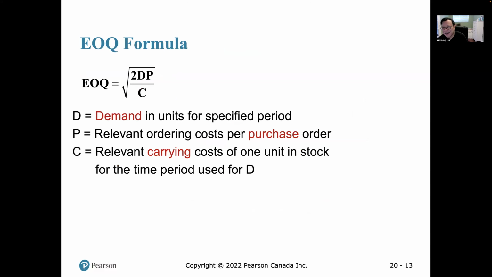So the formula is that the economic order quantity is the square root of 2 times demand times ordering cost per order, divided by carrying cost per unit. So EOQ equals the square root of 2DP divided by C. D is the demand in units for the specific period of time, so how much you can sell. P is the ordering cost per order. C is the carrying cost per unit.